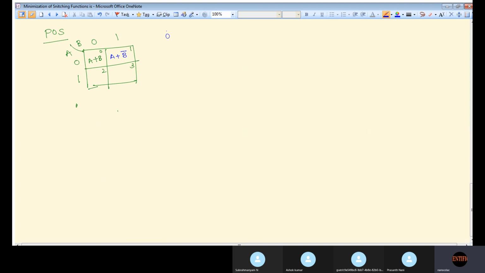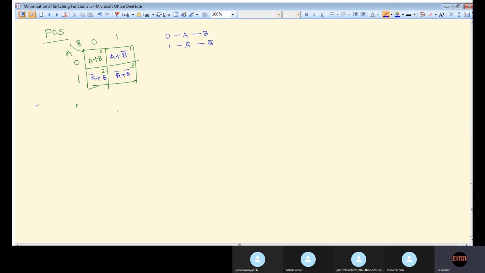Okay, here in POS form, for 0 we take A and for 1 we take A bar. And similarly for 0 we take B and for 1 we take B bar. So that is what it is. A plus B, and here what is this? A bar plus B. What is this? Here A bar plus B bar. These are the equivalent logic equations for each cell.